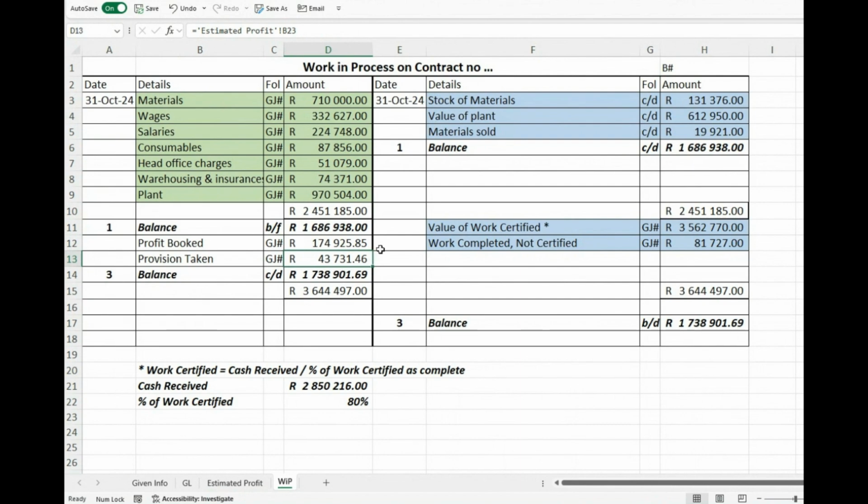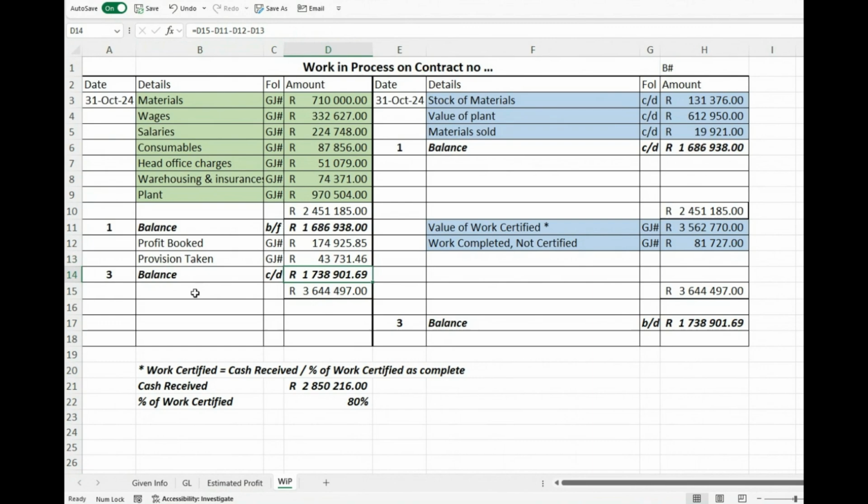Okay, so that is why you do those two calculations, so that you can bring it into your work in process account. So you say, okay, on this side, there is a 3644, 3.6 million. That's clearly the higher amount. I'm bringing that to the debit side. So if I take the balance and I take the profit booked and I take the provision taken and I subtract all three these amounts from the total, then I should be able to get a new balancing amount.